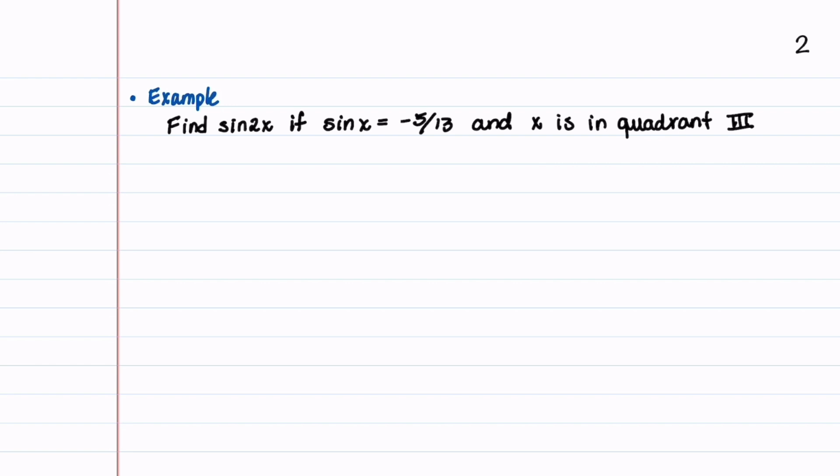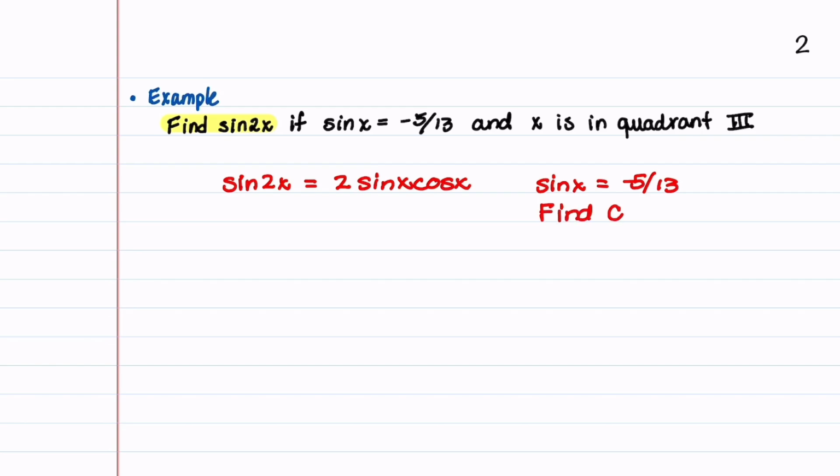We're asked to find sine 2x if sine x is minus 5 over 13 and x is located in quadrant 3. We'll begin by writing down our double angle formula for sine of 2x. We have sine 2x is equal to 2 sine x cosine x. We're given that sine x is minus 5 over 13, so what we need to do is find cosine x.